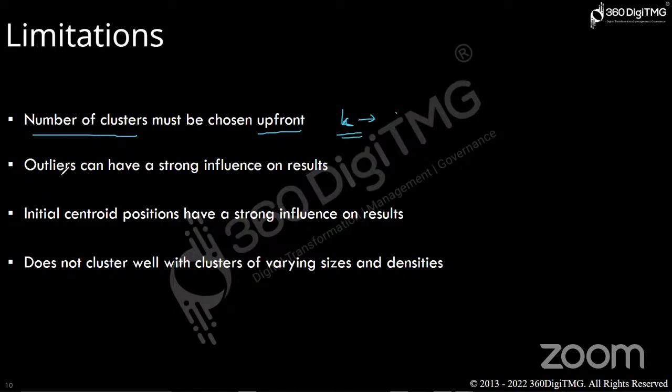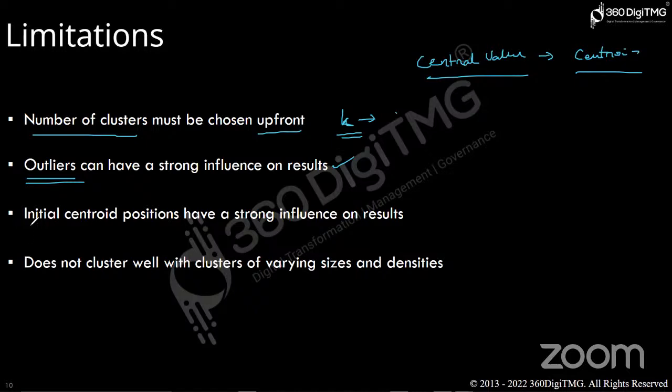Also, as this is a central value method, as it uses a central value, the centroid, it is greatly influenced by outliers. So if there are outliers in our data, we'll not get correct results because the centroids will be affected by these outliers. Outliers have a strong influence on the results. So before doing k-means clustering, we should remove these outliers.